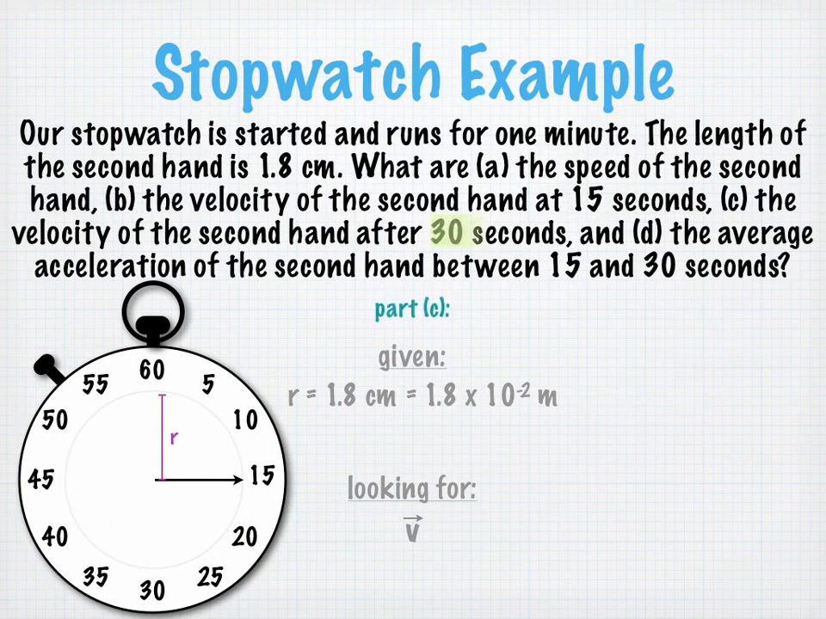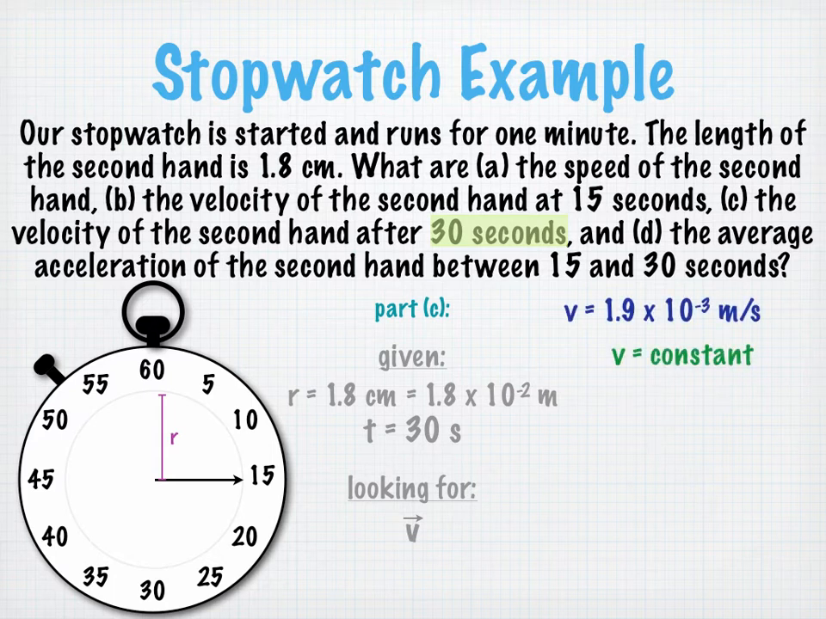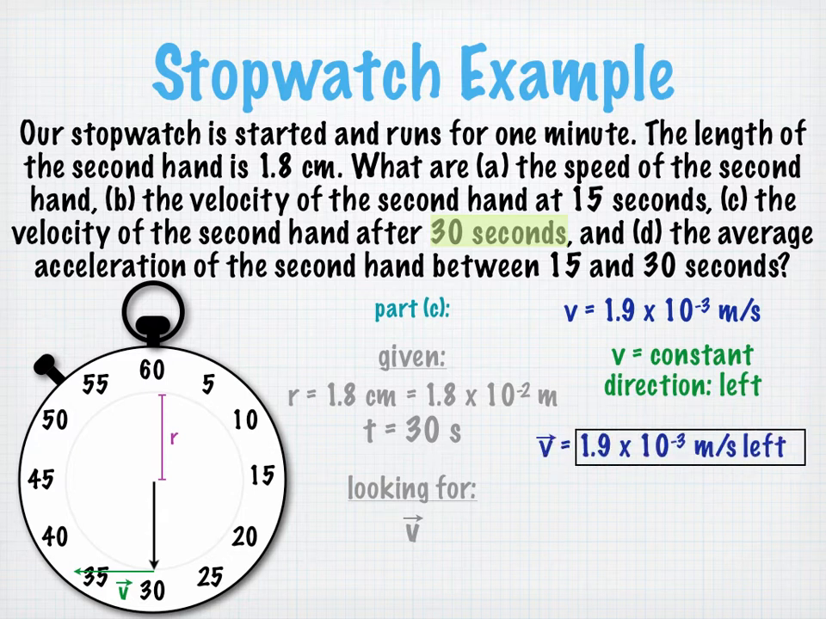For part C, we're looking for the same thing, but at a time of 30 seconds. Again, the speed we found before is constant throughout the motion of the second hand, and it's the direction we're looking for. So at 30 seconds, what is the direction of the second hand's velocity? It's to the left. So our answer for part C is 1.9 times 10 to the minus 3 meters per second to the left.